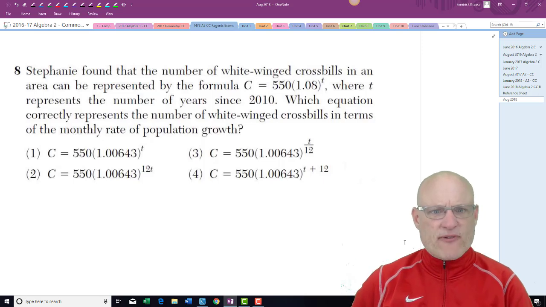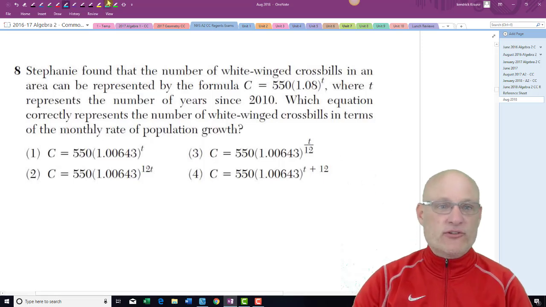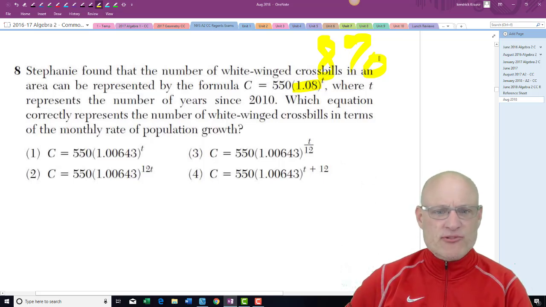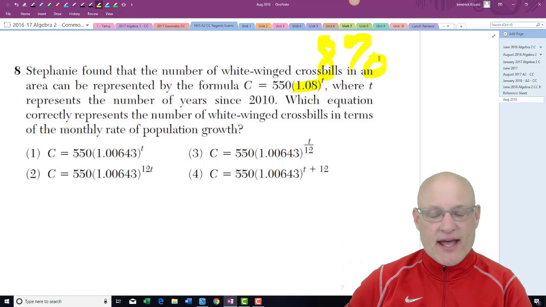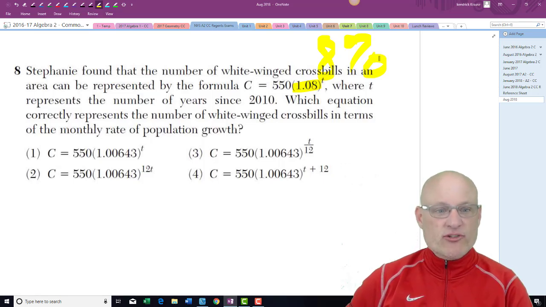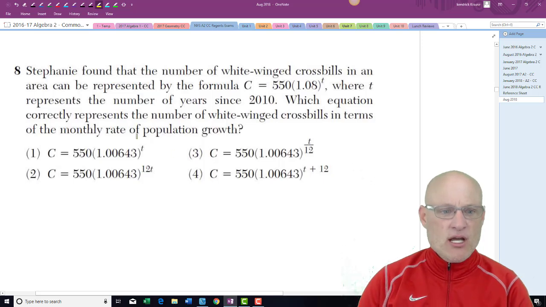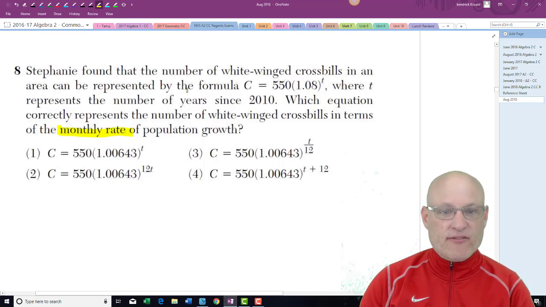I don't like it. Stephanie found out the number of white-winged crossbills in an area can be represented by the formula C equals 55(1.08)^t. See how this is 1.08? That's a growth equation, growing by 8%. Just putting a little extra information there, where t represents the number of years since 2010. None of that actually makes any difference. Which equation correctly represents the number of white-winged crossbills in terms of monthly rate? There's the key, monthly rate, because they gave it to you in yearly rate.